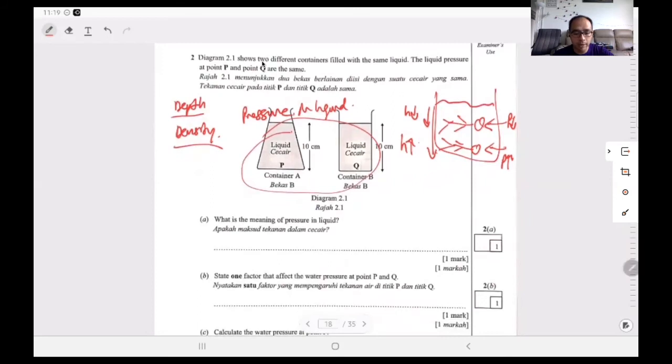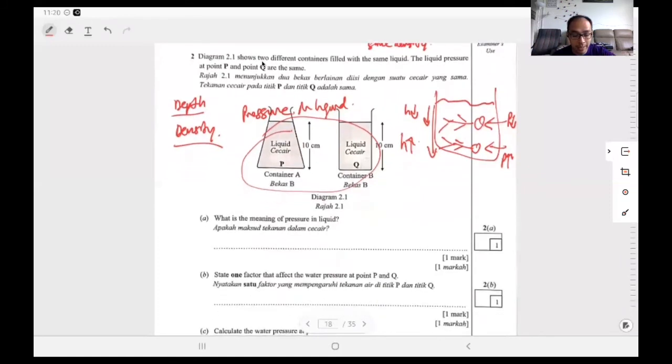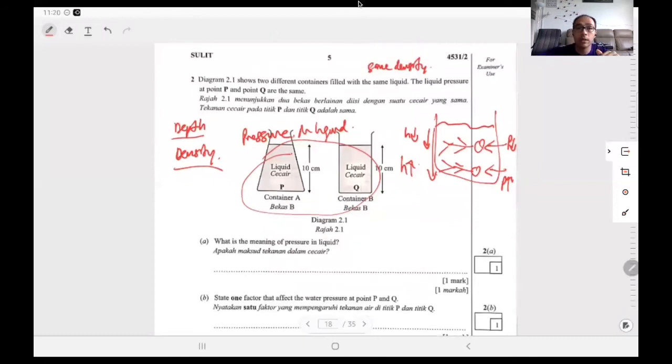Diagram 2.1 shows two different containers filled with the same type of liquid. That means the density is the same. Same type of water, maybe both are Milo, maybe both are salt water. The liquid pressure at point P and point Q are the same, because of the same depth. So what is the meaning of pressure in liquid? Let me see, what question is this?